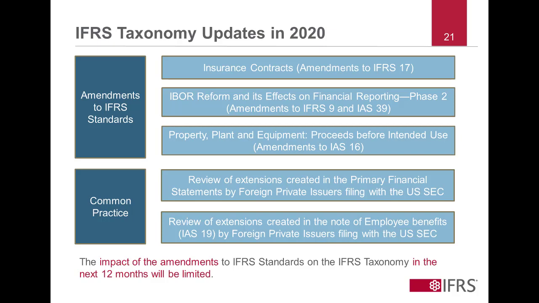We expect to issue the proposed updates to the IFRS taxonomy arising out of these common practice reviews later this year. On the 16th of July, we published a proposed update to the IFRS taxonomy to reflect amendments to IFRS 17, IFRS 4 and IAS 16. The deadline to submit comments on this proposed update is the 14th of September 2020, and we look forward to hearing from you with your comments.